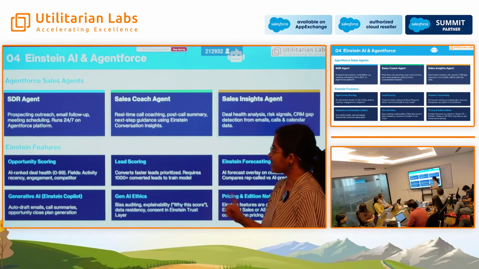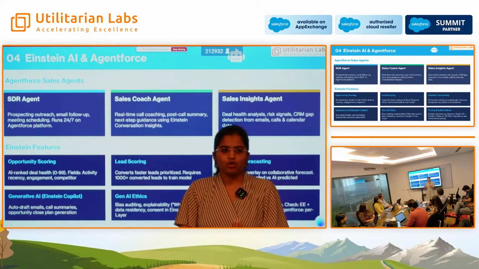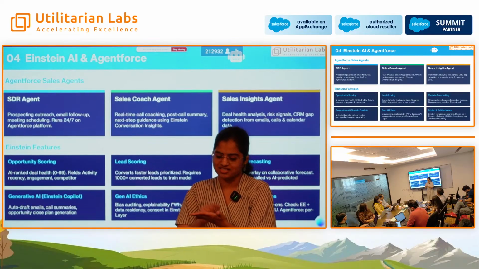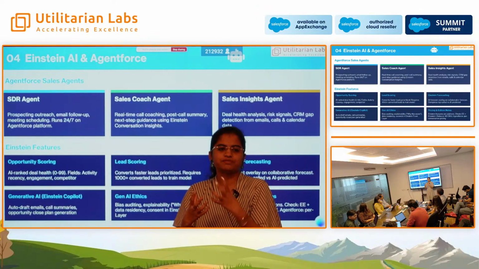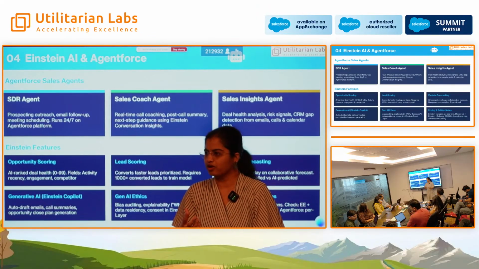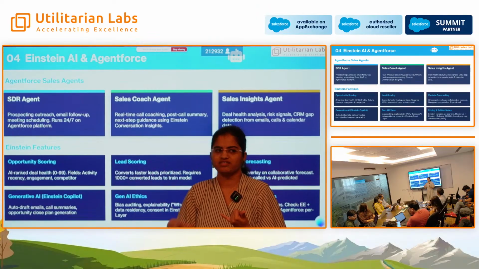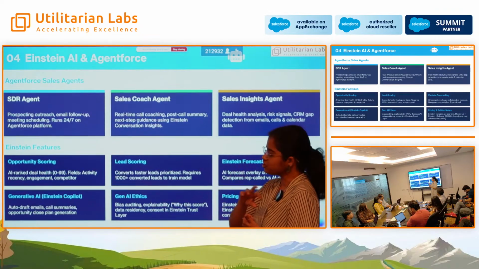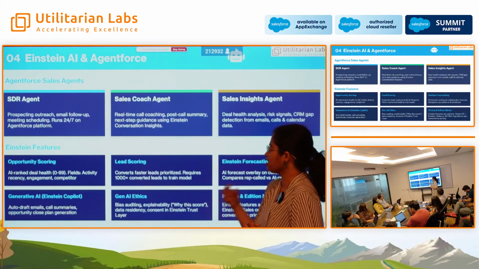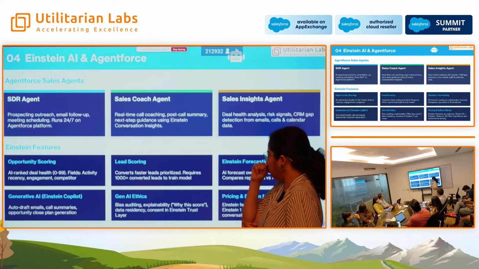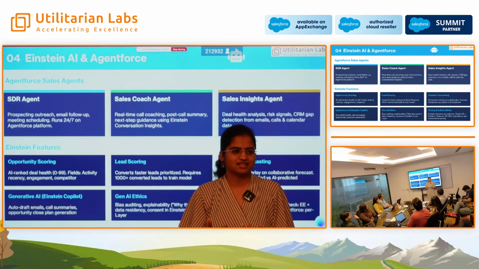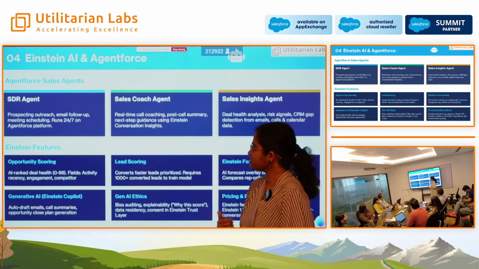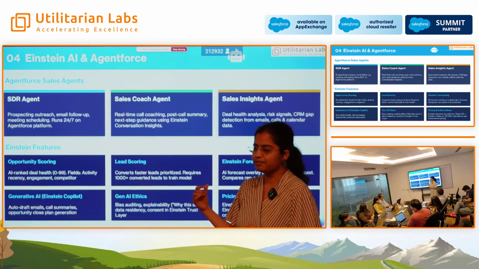Next is the sales coach agent. It will also coach the human SDRs by giving a script: okay, talk about this point, like that. It will give us a script to talk to that customer over a call based on the history of whatever discussions they are having. That prompt will be given, and post call it will send the MOM, a post-call summary, and next step guidance. We have next best action, no, similar to that we have next step guidance using Einstein conversation insights, and that will be done by this agent.